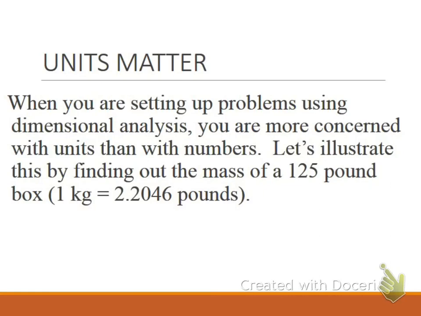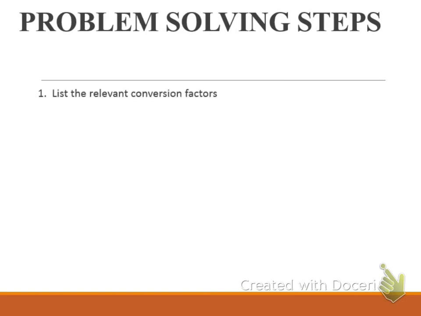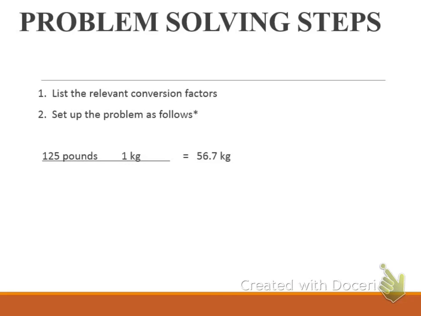So let's practice another simple one. We're going to convert a 125-pound box into kilograms. We're going to just use the 2.2 here. Well, we'll go ahead and keep it in there, I guess. So here's how we would set that up. First of all, we would line up your conversion factors and set up the problem. So we have 125 pounds, and we would put 2.2046 pounds on the bottom, and then kilograms on the top.